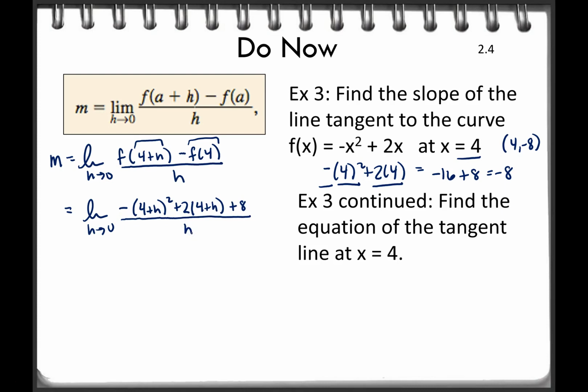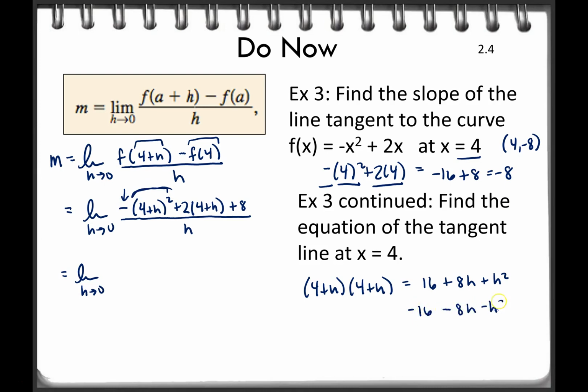It's now our duty to simplify this and then hope that things cancel. So let's go ahead and start with the 4 plus h squared, which is 4 plus h times 4 plus h. That gives me a 16 plus an 8h plus an h squared. So I'm going to rewrite this as the limit as h approaches 0. And don't forget, I have a negative in front of this 4 plus h squared. So I actually have to make this a negative 16 minus 8h minus h squared if I keep my negative right here, which I must.